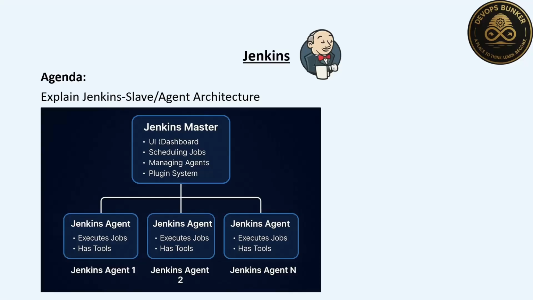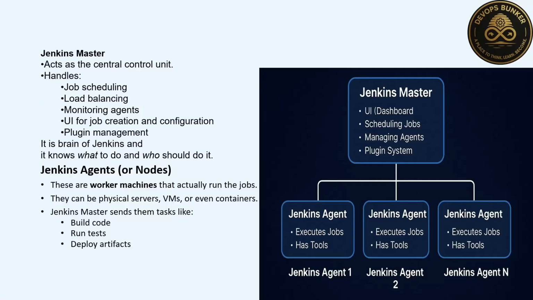In this video, we are going to discuss Jenkins slave architecture and its advantages. As you can see in the diagram, Jenkins master acts as a brain here and sends the instructions to Jenkins agent to execute the jobs. So when it comes to roles and responsibilities, Jenkins master and Jenkins agents each have their own responsibilities to follow.